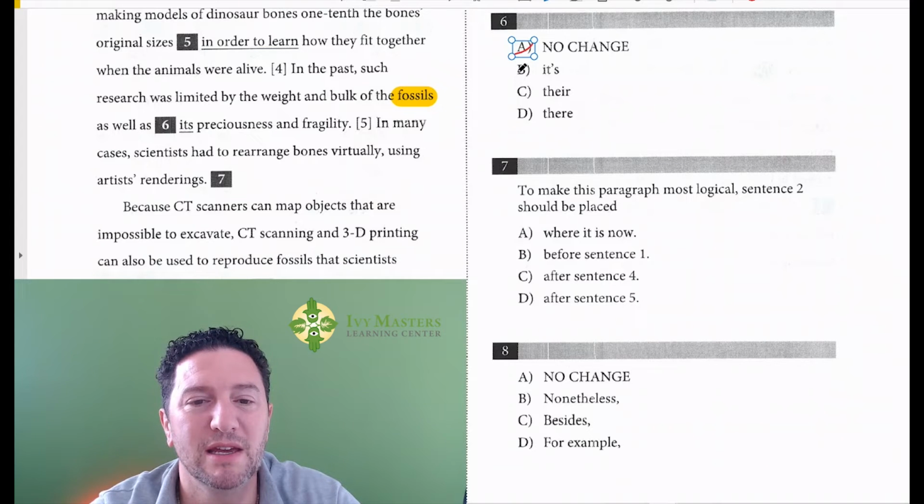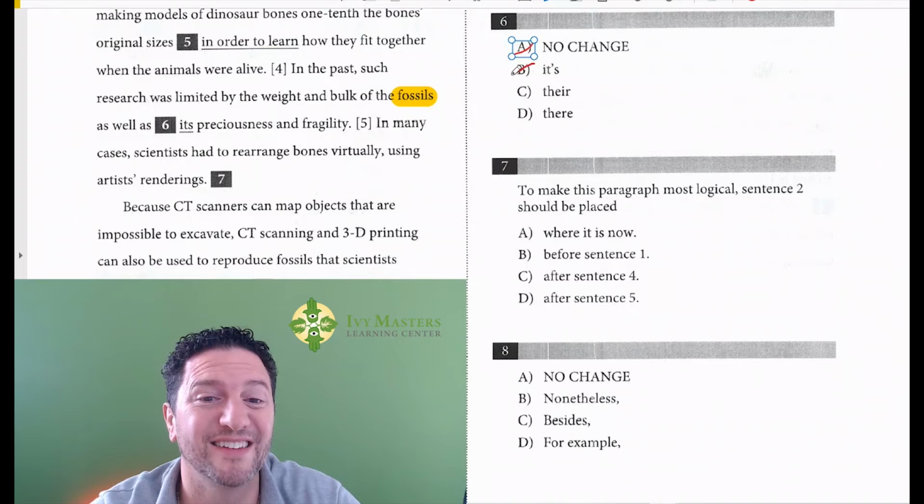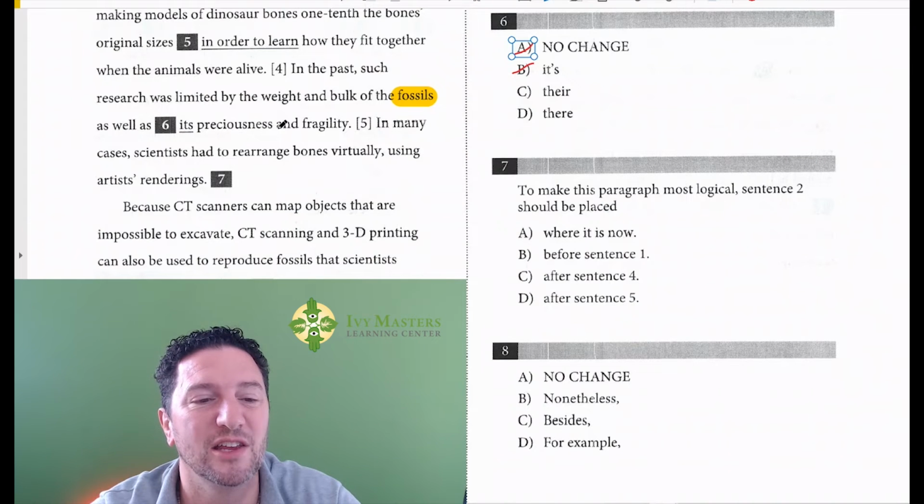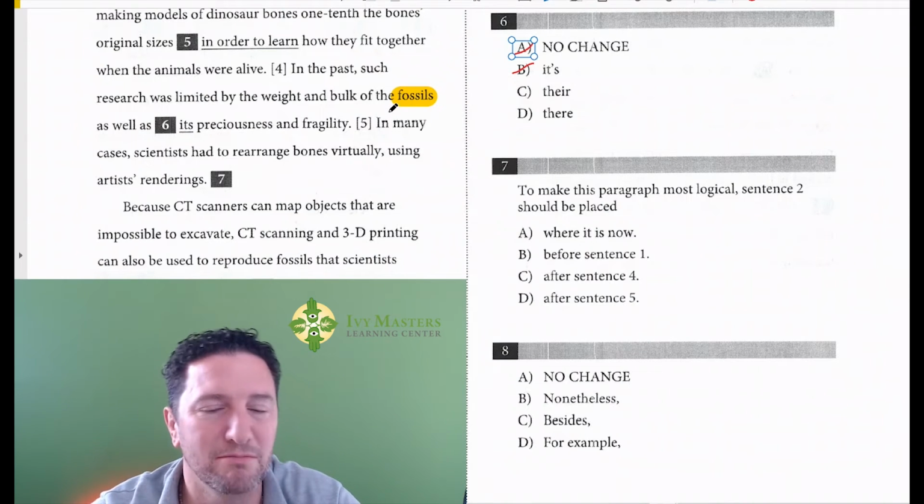Answer choice B, whenever you see an apostrophe with a pronoun, always read it as two words. So I'd read this as it is. If I read it as it is, in the past, such research was limited by the weight and bulk of the fossils, as well as it is preciousness and fragility, does not make any sense.